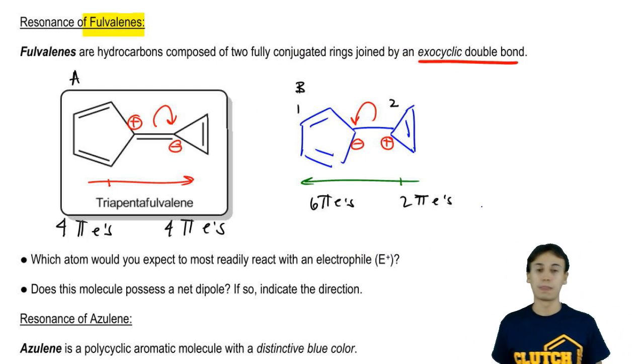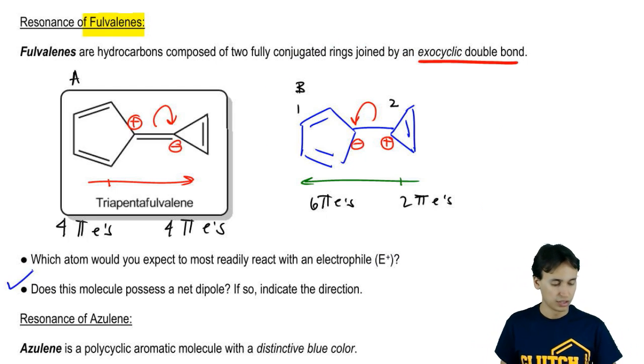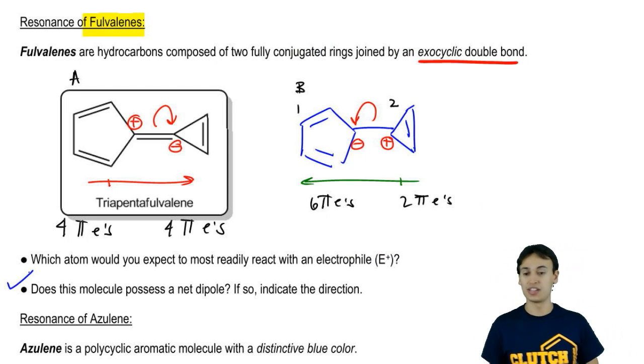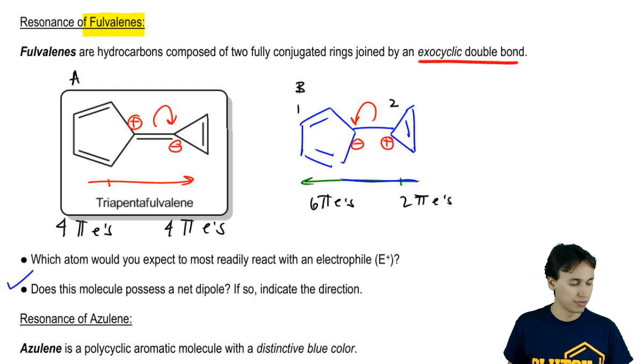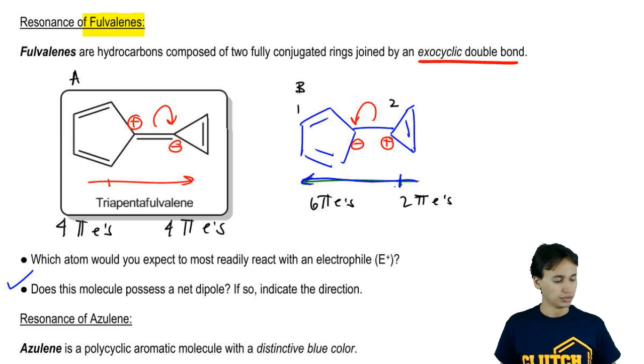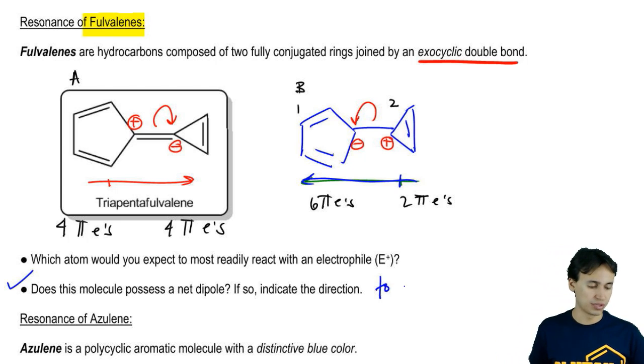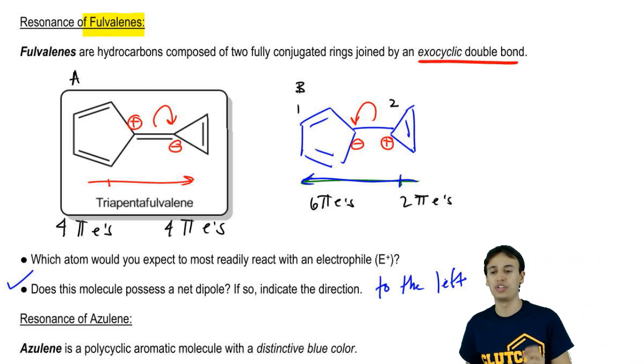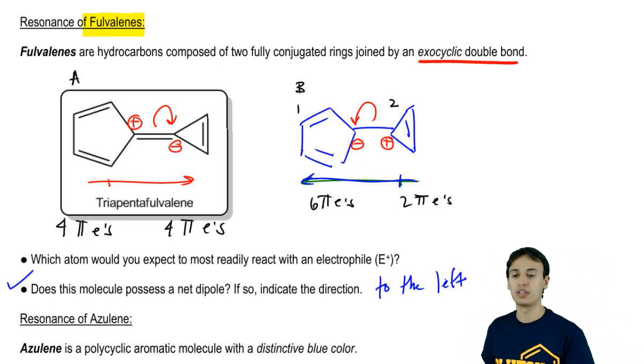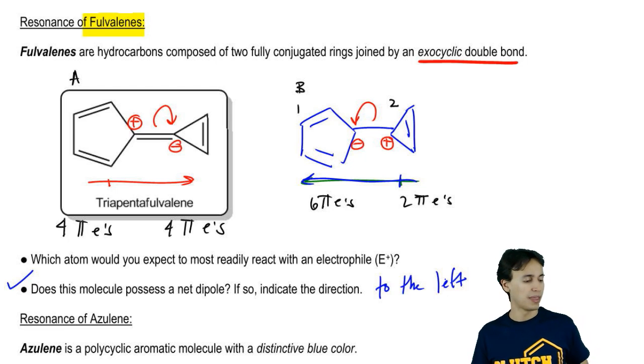Now that we have this dipole drawn, the answer is yes, it does possess a net dipole. It would go to the left, okay? So in this case, we could say to the left, but you could just draw it too. Your professor would see it, okay? But then the first question, which of these atoms is most likely to react with an electrophile E+? You can answer this question. Now that I drew that resonance structure, it should be pretty clear which atom likes to react with electrophiles the most.